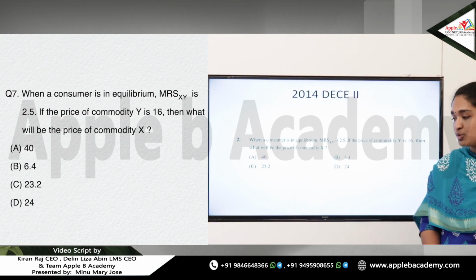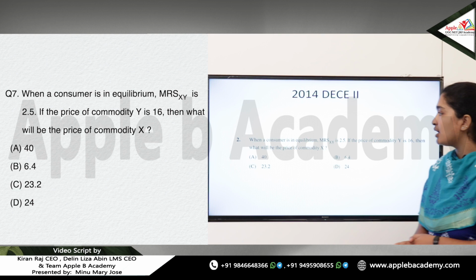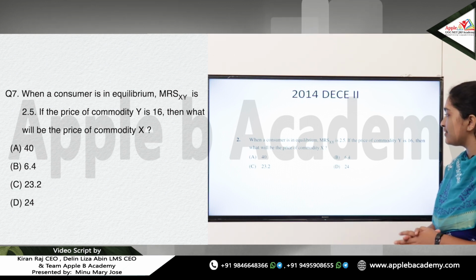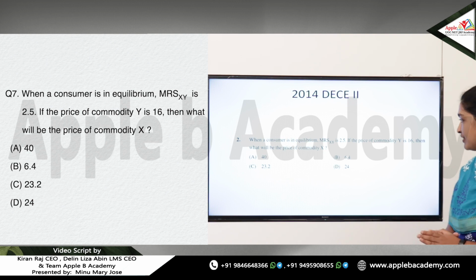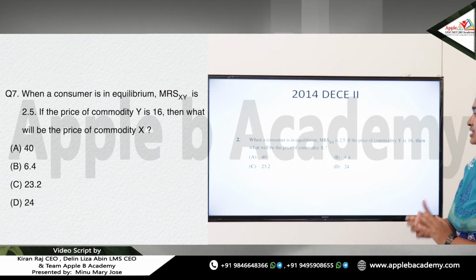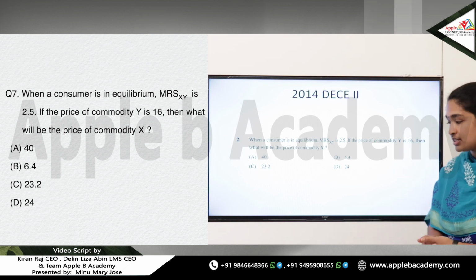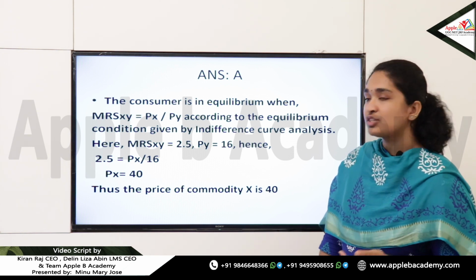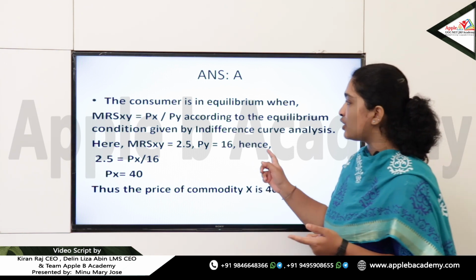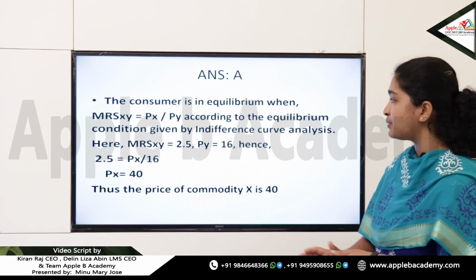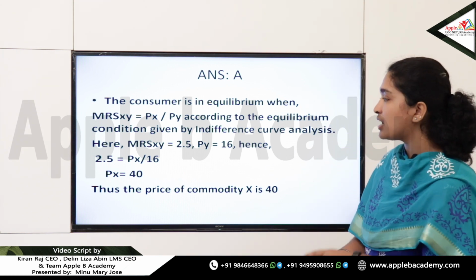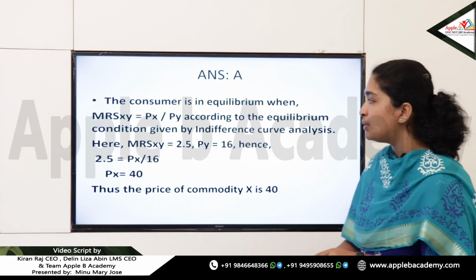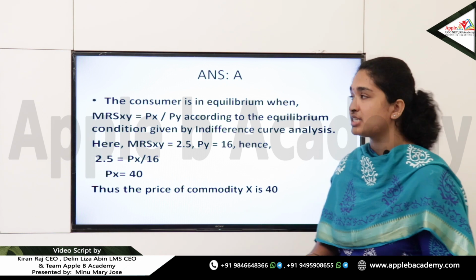The next question is from 2014 December paper 2. The question is, when a consumer is in equilibrium, the marginal rate of substitution of X and Y is 2.5. If the price of the commodity Y is 16, then what will be the price of the commodity X? So this is the question where we have to use the equilibrium condition on the basis of indifference curve analysis. So let us find the answer. The answer is that here the marginal rate of substitution is given as 2.5. So according to the condition of consumer's equilibrium under the indifference curve analysis, the marginal rate of substitution of X and Y should be equal to the ratio of price of the two commodities, that is Px by Py.